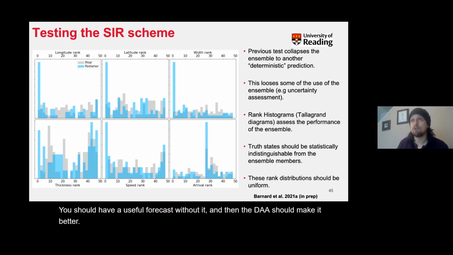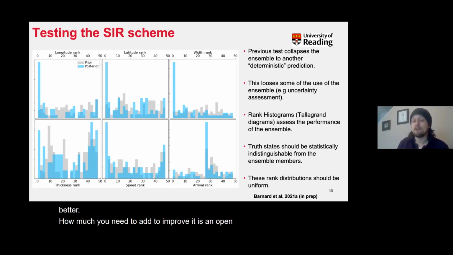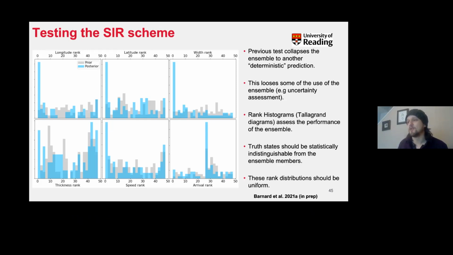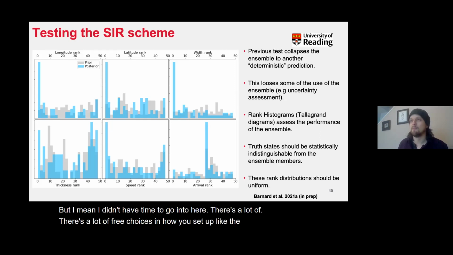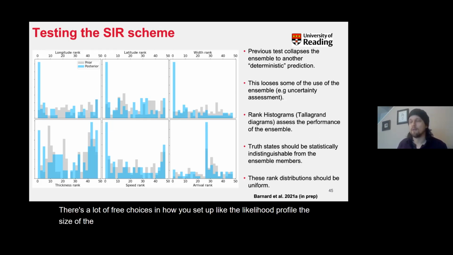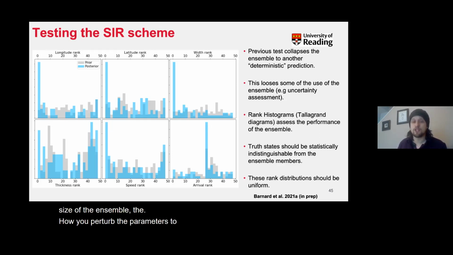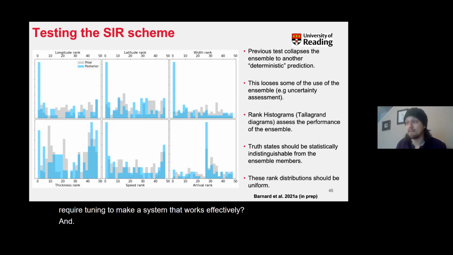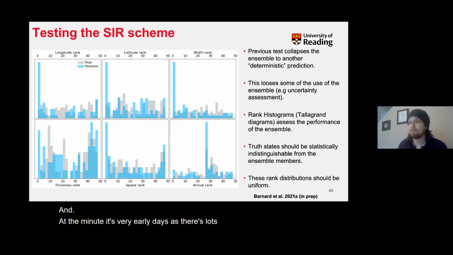How much you need to add to improve it is an open question. So far, I've only been doing these synthetic experiments. I need to get around to using some of the actual solar storm watch profiles to see how well it works. But I didn't have time to go into it here. There's a lot of free choices in how you set up, like the likelihood profile, the size of the ensemble, how you perturb the parameters to form the ensemble, and all of those things require tuning to make a system that works effectively. And at the minute, it's very early days. So there's lots of things to explore.